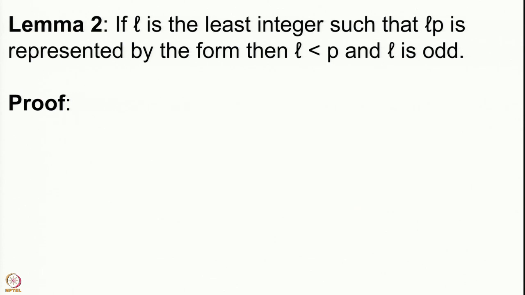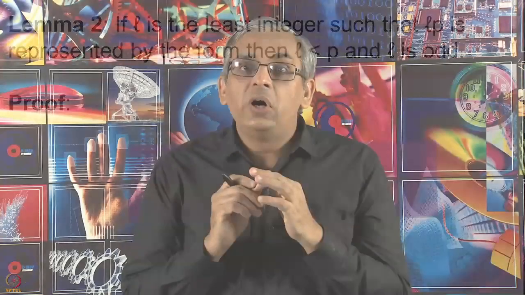So, this is the second lemma, which says that if L is the least integer such that LP is represented by the form, then L should satisfy two conditions. First of all, L has to be less than P, and secondly, L is odd. So, what we are looking at is the following thing.